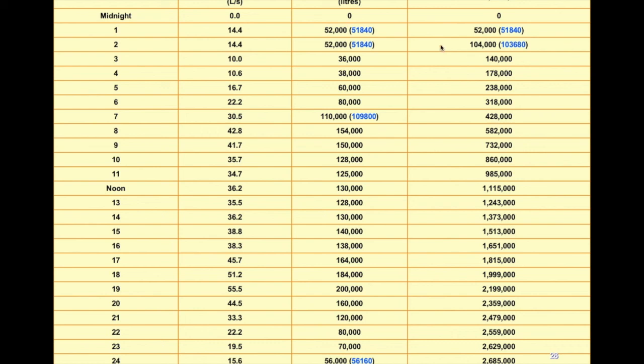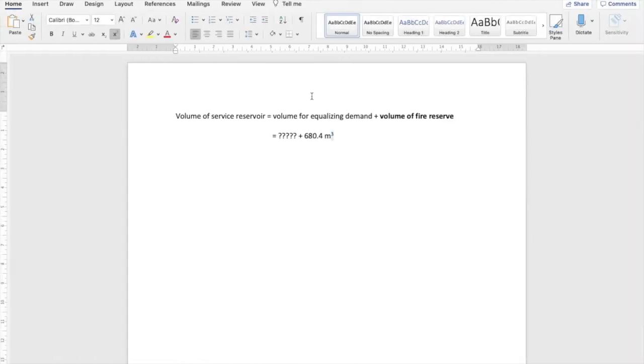Once you have got all this data, then we need to plot a graph in order for us to find out the volume of the equalizing demand. That's what I mean.